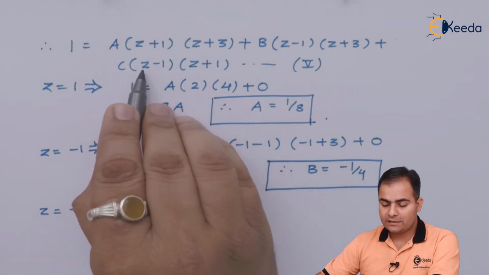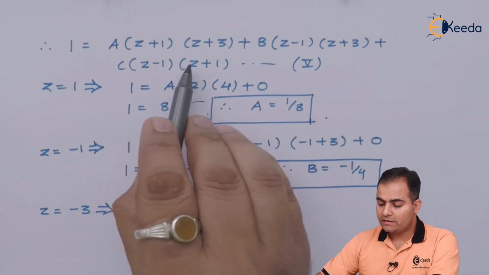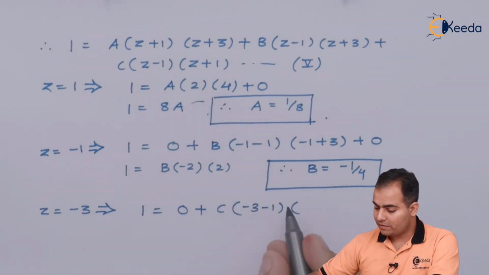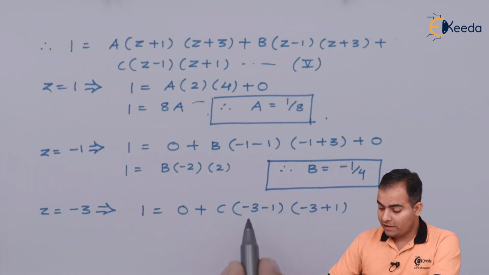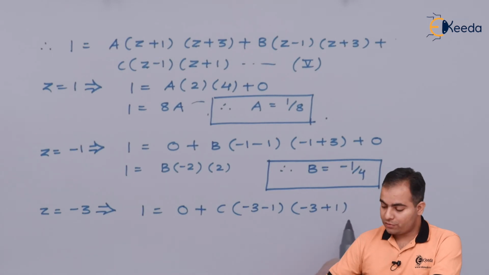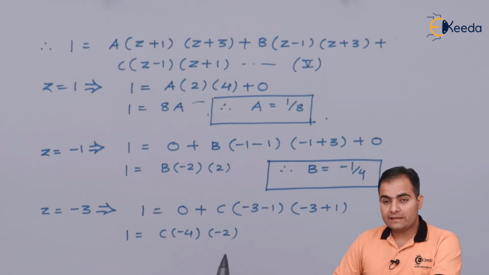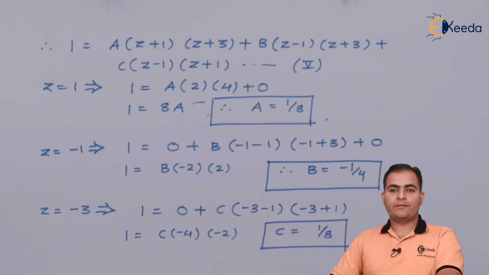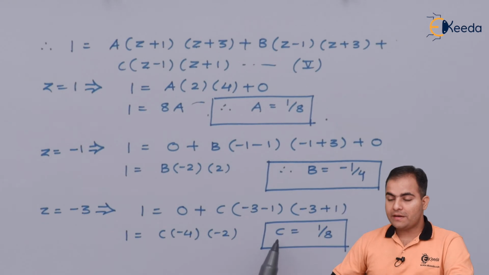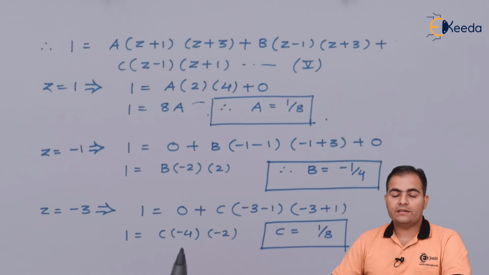Now this z is replaced by minus 3, so I'm going to write minus 3 minus 1 in the first bracket, and then this z is also replaced by minus 3, so minus 3 plus 1 will be in the second bracket. Now minus 3 minus 1 is minus 4, and minus 3 plus 1 is minus 2. And we know that minus 4 into minus 2 is plus 8, and if I shift that plus 8 to the left hand side, what will we get? c equals 1 by 8. Now I'll substitute all these a, b, c values in my equation number 4, and then I'll apply the inverse z transform to get the step response of the system.